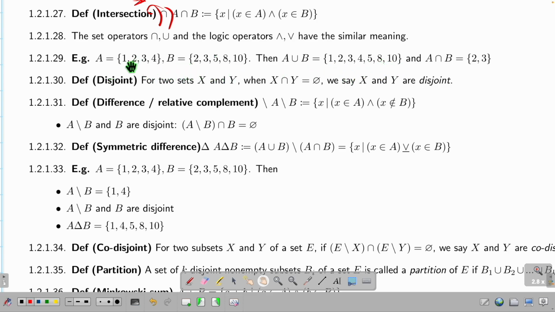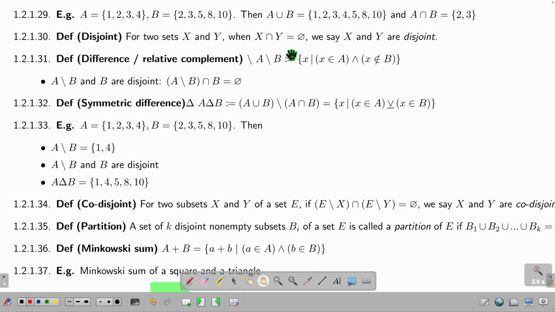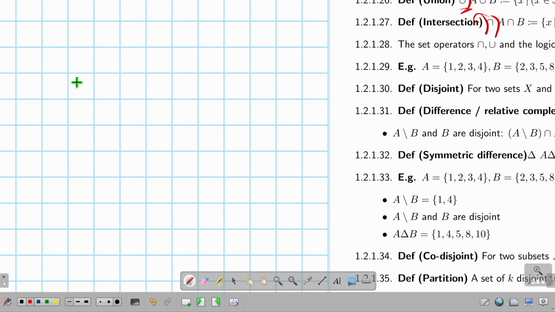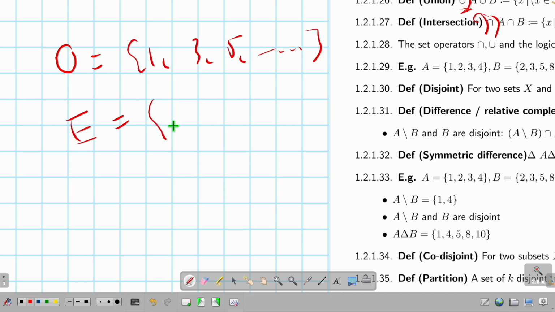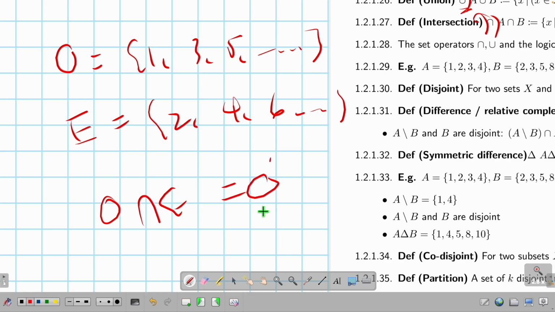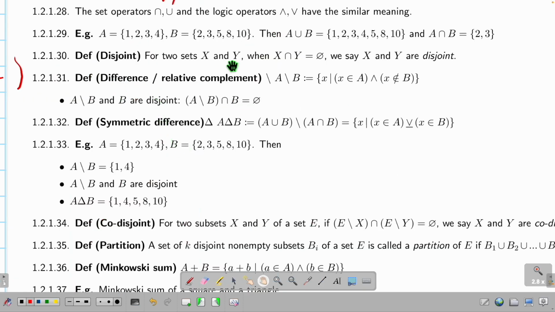And for intersection, that means AND. Only 2 and 3 exist in both, so it's {2, 3}. And then disjoint. If X intersect Y is nothing, then we call it disjoint. For example, I have a set called O, standing for odd numbers, {1, 3}, and I have a set called E, standing for even numbers. Odd numbers and even numbers have nothing in common, so the intersection is the empty set.